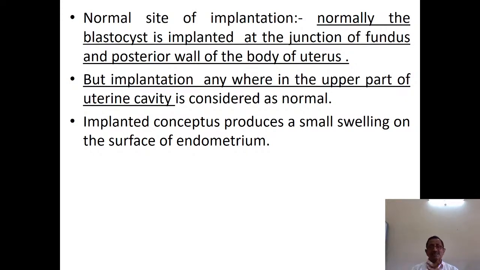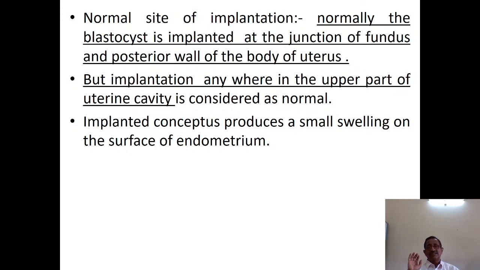Now, the normal site of implantation. Where is the blastocyst normally implanted? Normally, it is implanted at the junction of the fundus and the posterior wall of the body of the uterus. The fundus is the topmost part, and the body of the uterus is below the fundus. Fundus, body, and cervix are the three regions. So the implantation occurs at the junction of the fundus and the posterior wall of the body of the uterus.